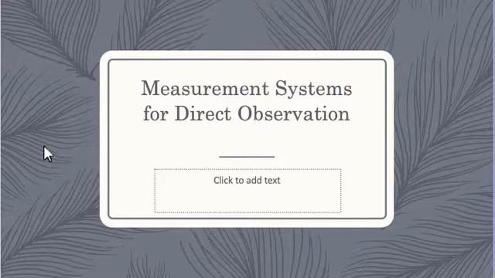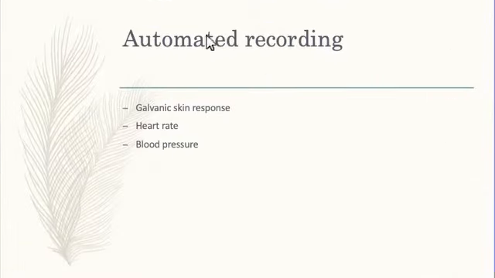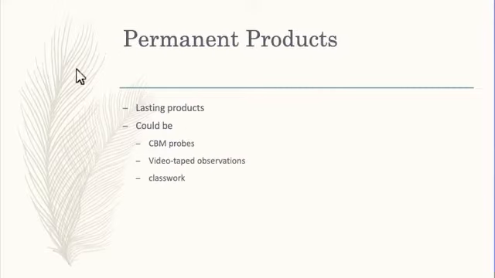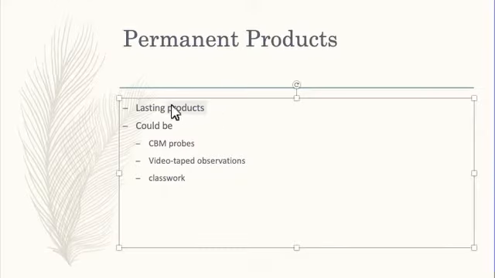When we use direct observation, we can do a couple of different things, and direct observation is usually going to be done in a single case design. When you're working with small populations, you wouldn't want to do this in a group design just because it would be far too difficult. So we can use automated recordings. This would be things like galvanic skin response, heart rate, blood pressure. And we can use permanent products. These are lasting products. Could be CBM probes, videotaped observations, and classwork.